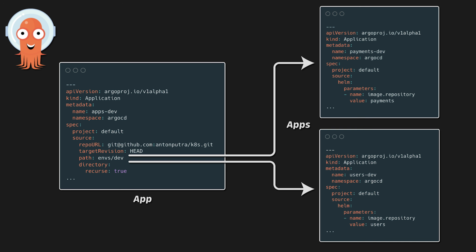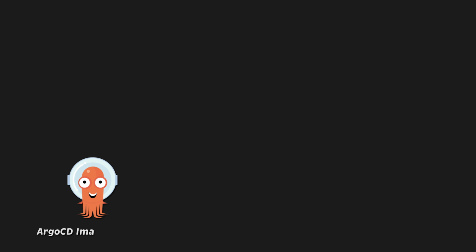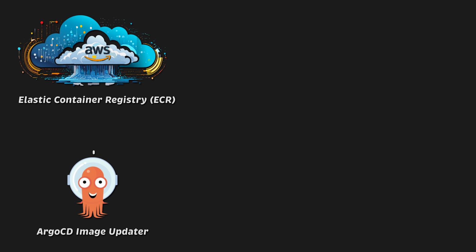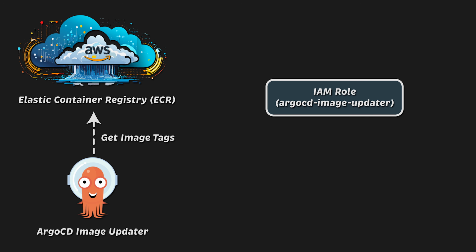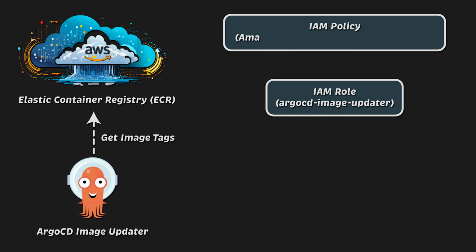In the development environment, we will configure continuous delivery using annotations and use private ECR repositories to store our images. First, we need to deploy ArgoCD image updater and authenticate it with AWS to periodically check for new image tags in ECR repositories. To do this, we need to create a dedicated IAM role for the image updater with read-only policy to get tags from ECR.